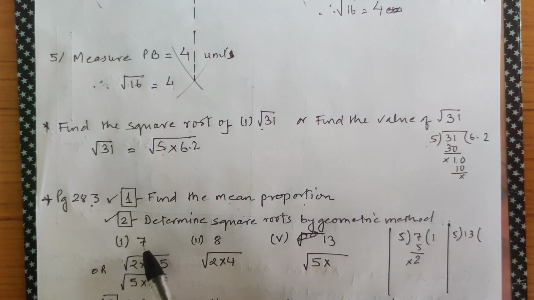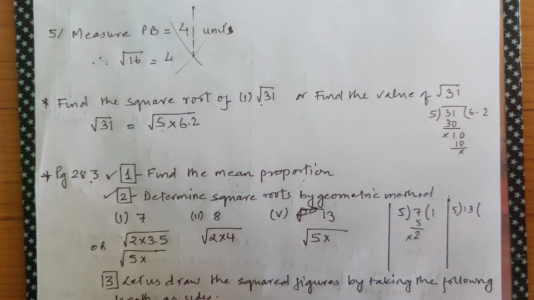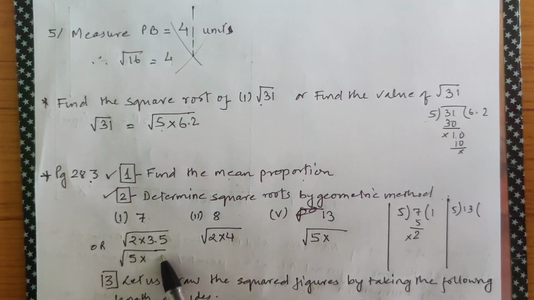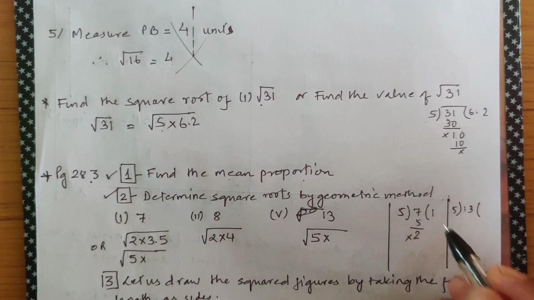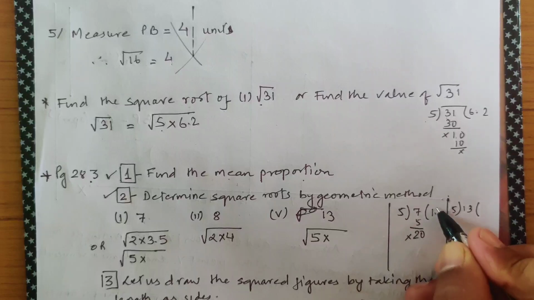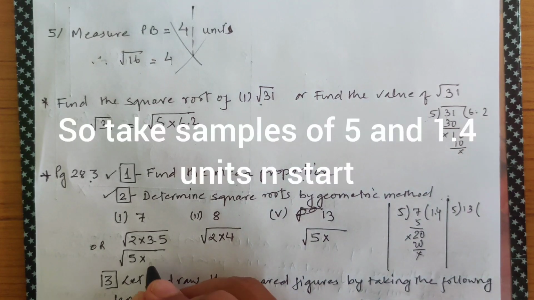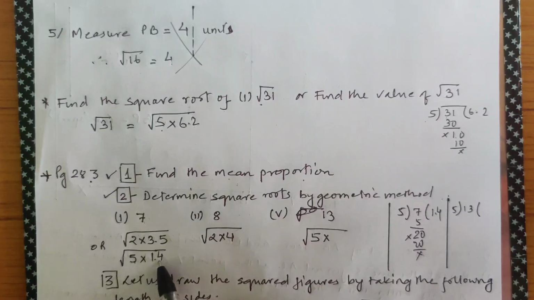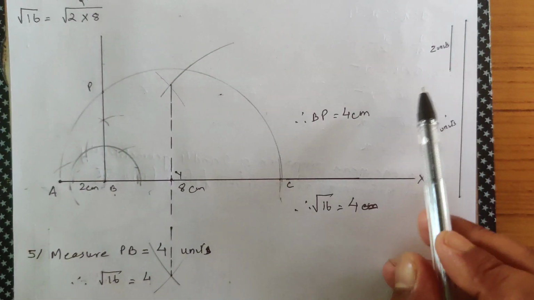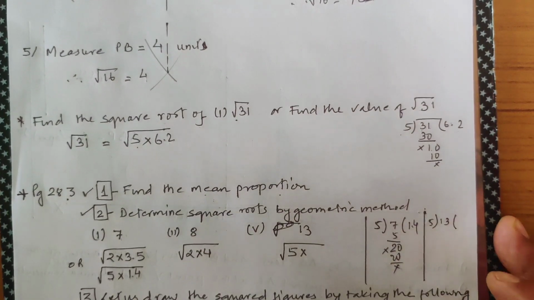For numbers, the first question is 7. Either you break it down, 2 into 3.5 is 7, I know that. Or if you don't know that, take one number as 5. Then what will be the another number? 5 into 1 times is 5, so the remainder is 2. Put a decimal, 0 comes here. 5 into 4 times is 20. So the another number is 1.4. Take two line segments 5 and 1.4 and draw the same diagram. You'll get the square root of 7.